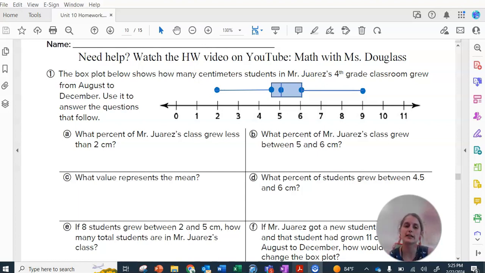All right, so we've got our box plot and we are interpreting it. Sometimes we'll be talking percentages, sometimes we'll be talking actual numbers. The first problem is about percents. Remember that each of these sections represents 25% of our data set.